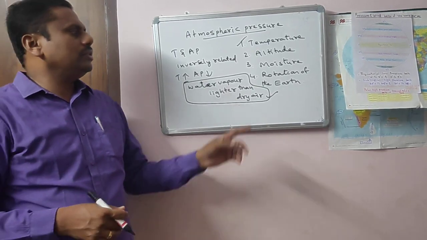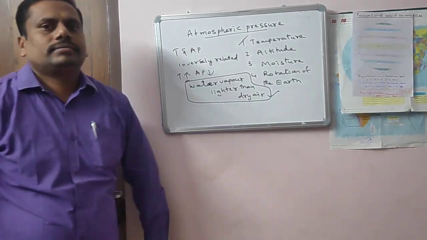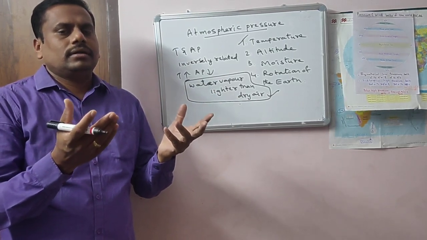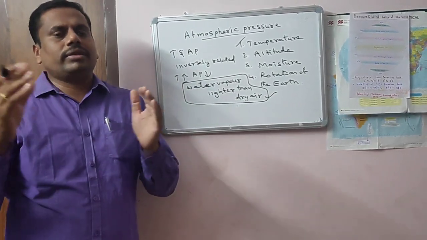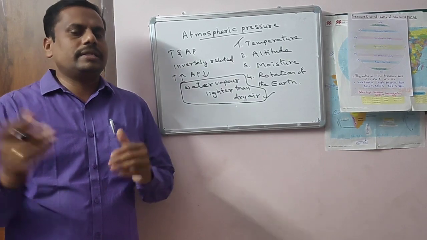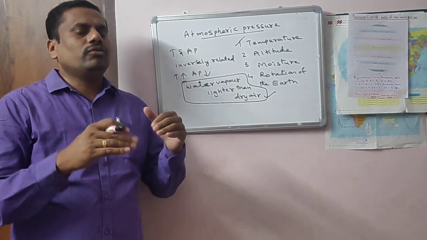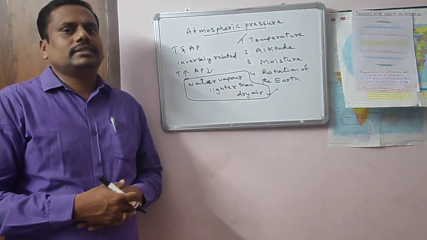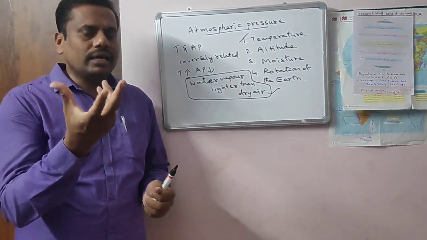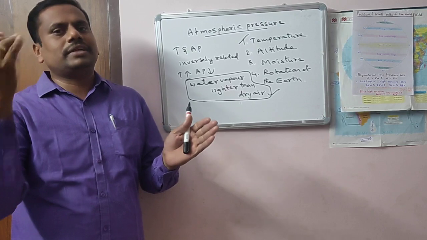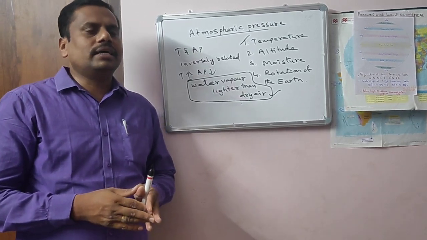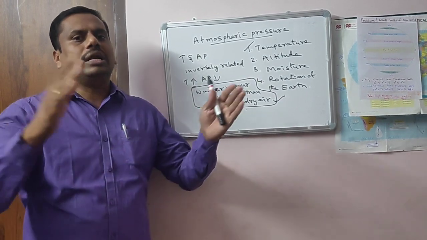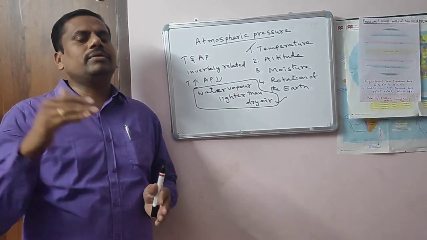And finally, coming to the rotation of the earth. Because of the rotation of the earth, large masses of air move from one place to another place. Automatically you find differences in atmospheric conditions. Because of that, even the pressure conditions differ from one area to another area.